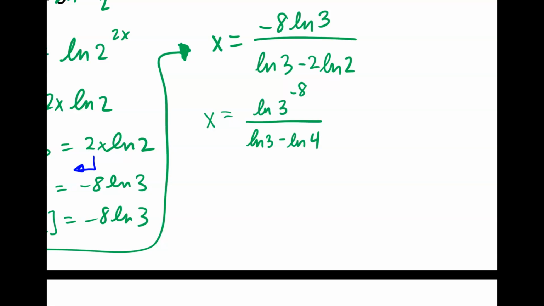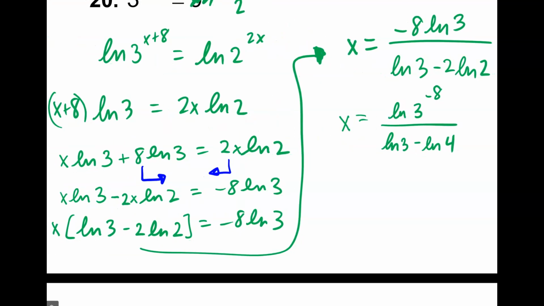Wait, why did you switch the 2x and 8? So I need everything with an x on the left side, everything without an x on the right. Sometimes, you know, I have OCD and I want my x on the left side. That way I have x is equal to this whole thing. You'll get the same answer. It's just me being very specific when I don't have to be.